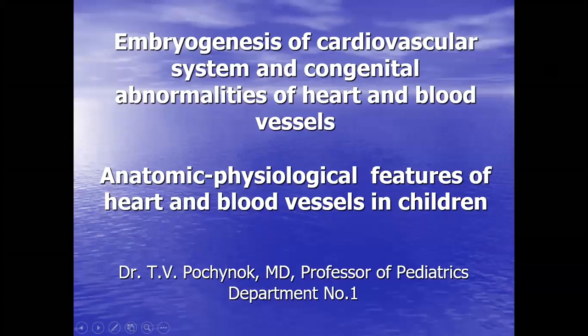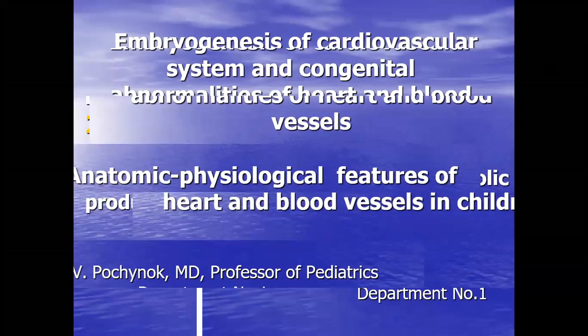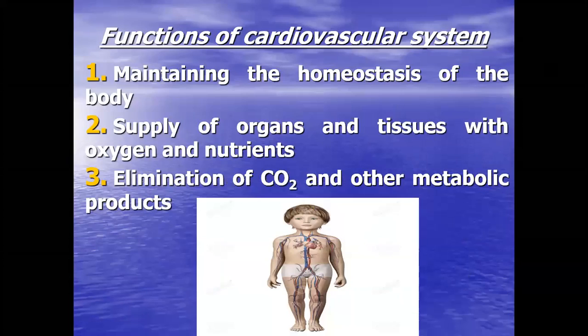Good afternoon, students. Today we will speak about embryogenesis of cardiovascular system and congenital abnormalities of the heart and blood vessels. So we have to speak also about anatomic physiological features of the heart and blood vessels in children. The main functions of the organs of cardiovascular system in children consist in maintaining the homeostasis of the body, supplying the organs and the tissue with the oxygen, and eliminating carbon dioxide and the products of metabolism.